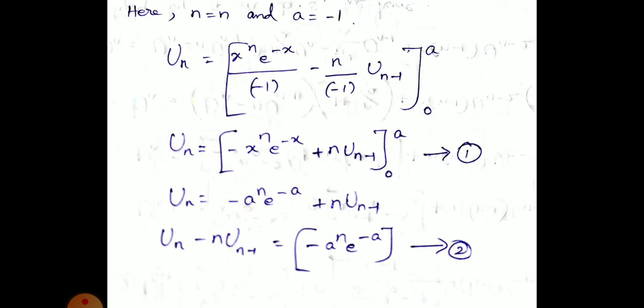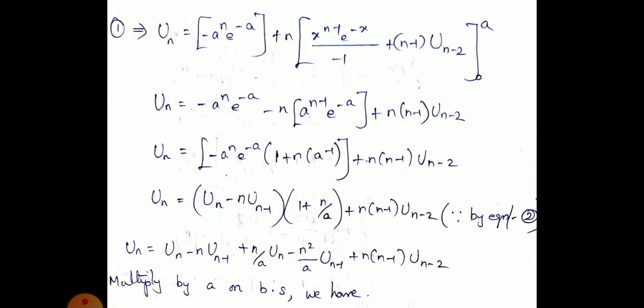So u_n equals -x^n e^(-x) + n u_(n-1), then apply the limit 0 to a. If you apply the limit, what will happen? Minus a^n, in the place of x we substitute the value a, so -a^n e^(-a) + n u_(n-1). The terms at 0 become 0. Now take the u_n terms to this side: u_n - n u_(n-1) equals the remaining term, -a^n e^(-a). Take that as the second equation.